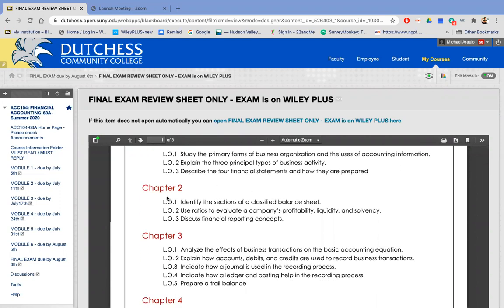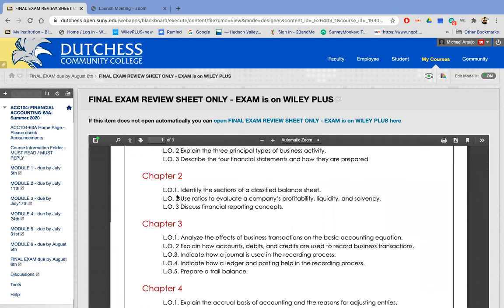Okay. Chapter 2, again, the classified balance sheet is the biggest part of chapter 2. That should take up most of your time to review the 4 parts, or how we classify assets into 4 different parts. And then, of course, liabilities are only broken into 2 parts, and nothing changes with stockholders' equity.